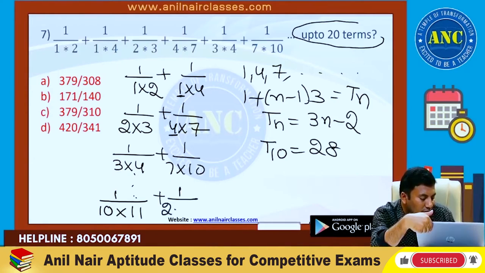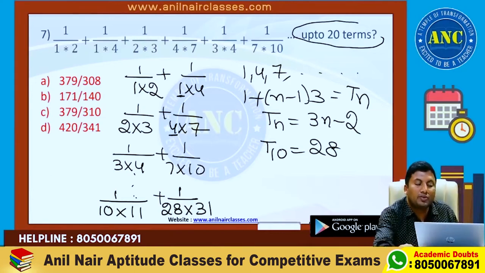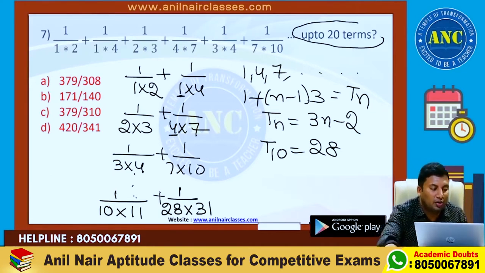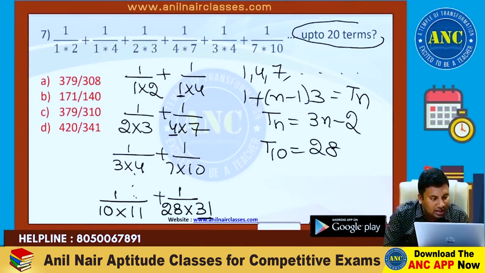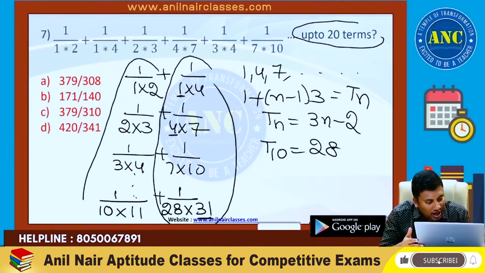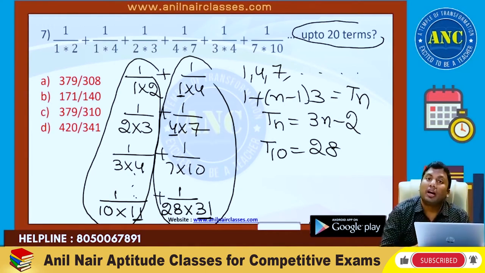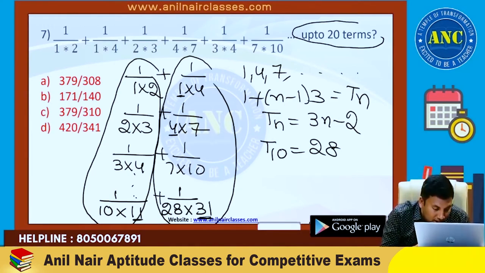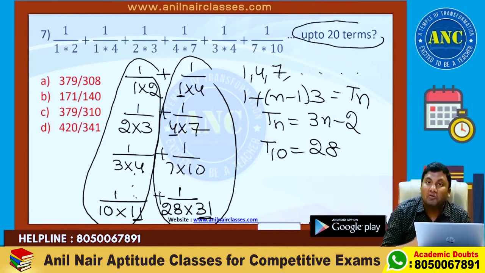And so on up to 1/28 × 31. Now we have to be right. What is the last numerical value? Last numerical value is 31. Answer should be 31. Now this is one series and this is another series. So in this series, what is the last numerical value? 11. In this answer, it should be 31.